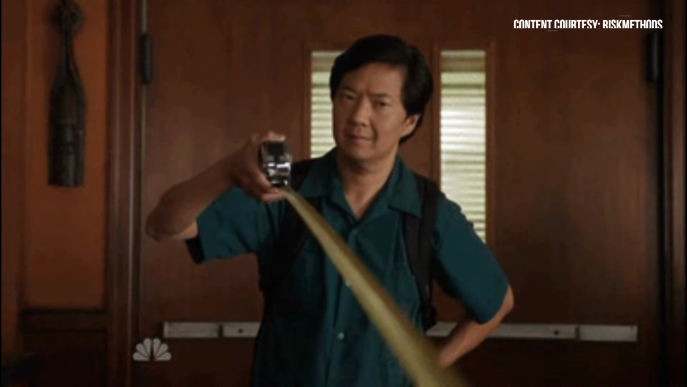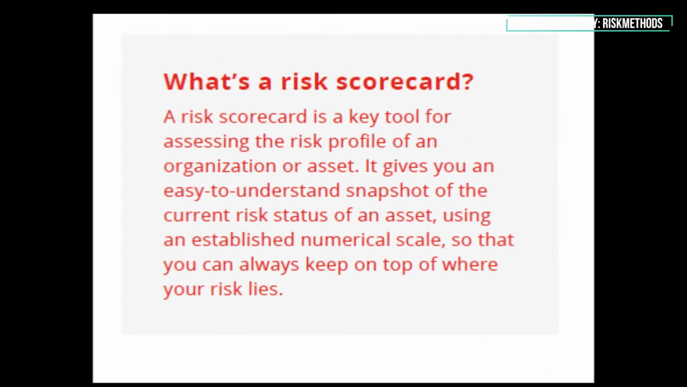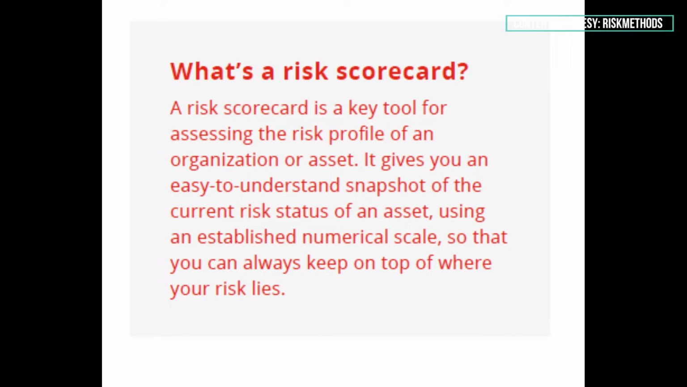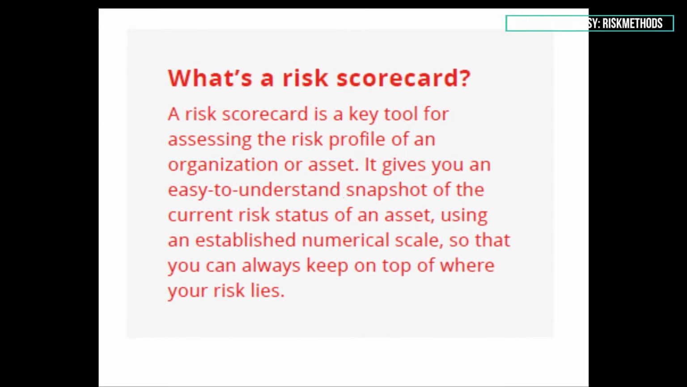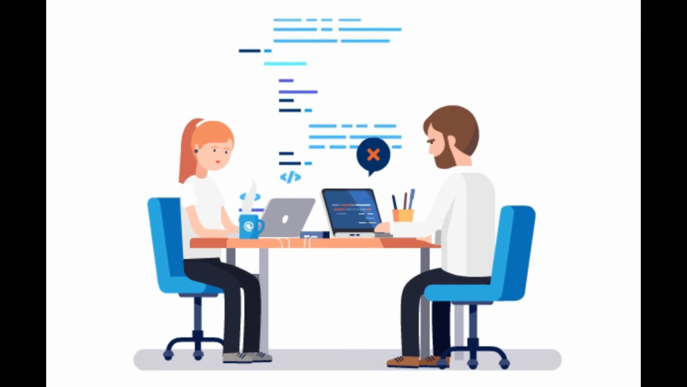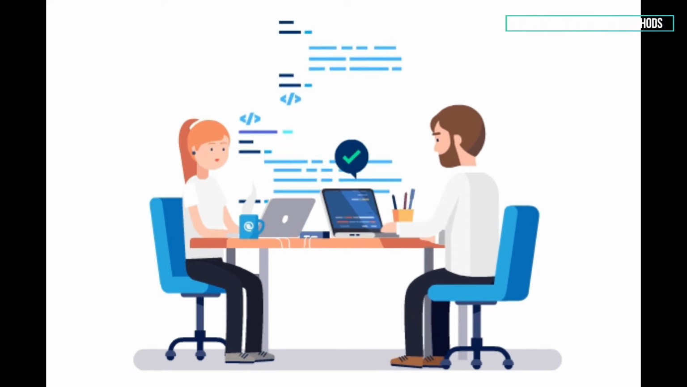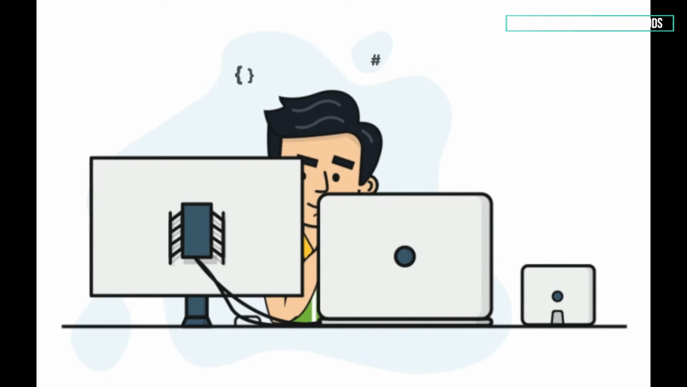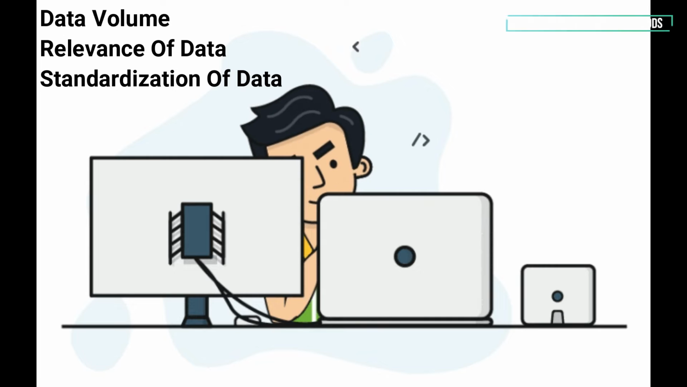Then you need to decide how to measure risk. A risk scorecard is a key tool for assessing the risk profile of an organization or asset. It gives you an easy to understand snapshot of the current risk status of an asset using an established numerical scale so that you can always keep on top of where your risk lies. Then you need to develop a process, preferably automated, for capturing risk data. When it comes to capturing risk data, the volume of data, relevance of data, and standardization of the data are the key factors to consider.